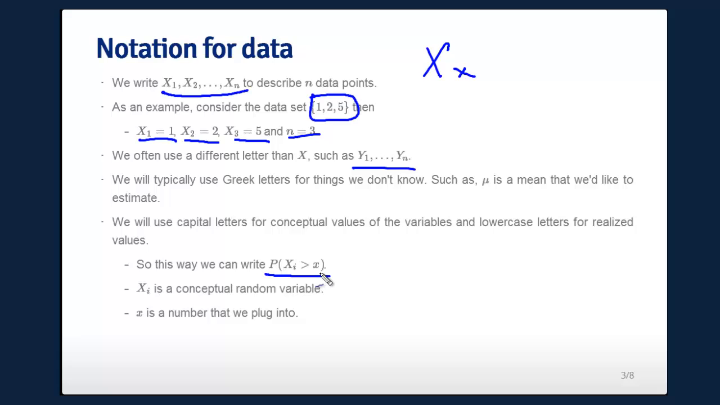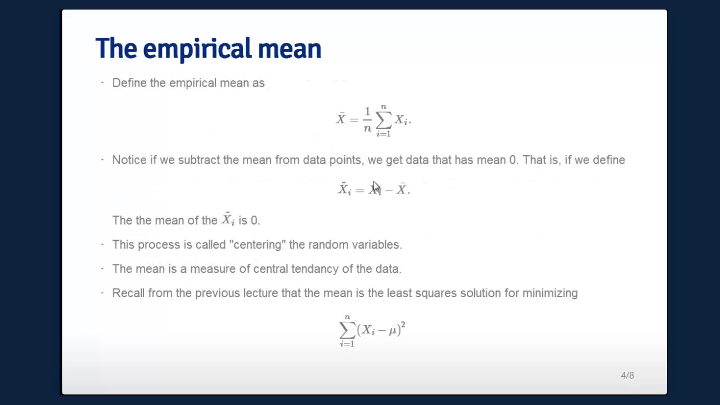We often use Greek letters for things we don't know. So mu is a mean that we want to estimate, and we'll estimate it with a data level quantity x bar. So the empirical mean we can just define as simply the average, 1 over n times the summation from i equals 1 to n. This notation just means add up all of the elements, and then of course we divide by n.